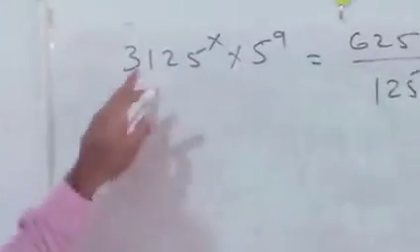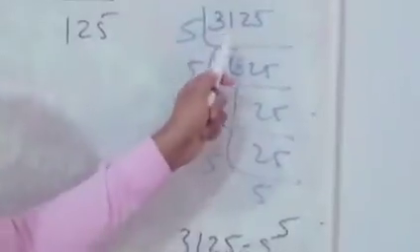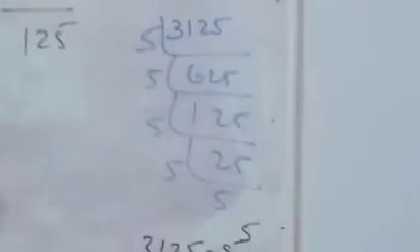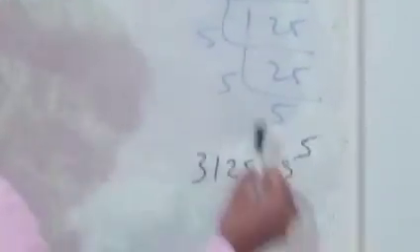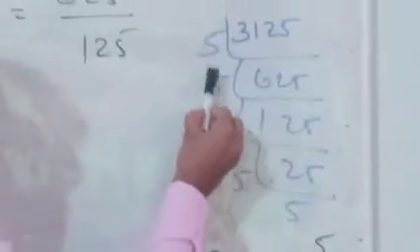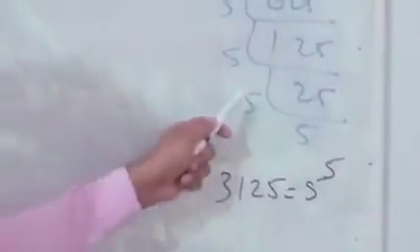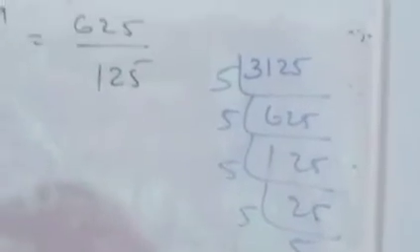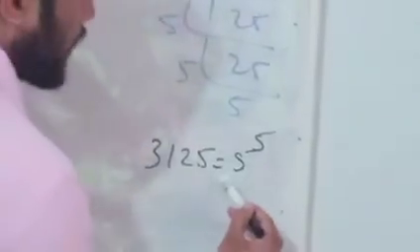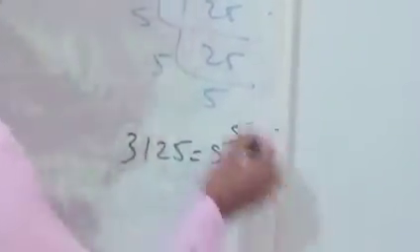Here 3125, that means 3125 raised to the power x. This is the question. So 3125 we can write like that. We take the factorization, then we can divide by 5: 625, again 5, 125, 5, 25, 5. So 3125 we can write as 5 into 5 into 5 into 5 into 5. 5 into 5, 25, into 5, 125, into 5, 625, into 5, 3125. So 3125, how can we write? 5 raised to the power 5.